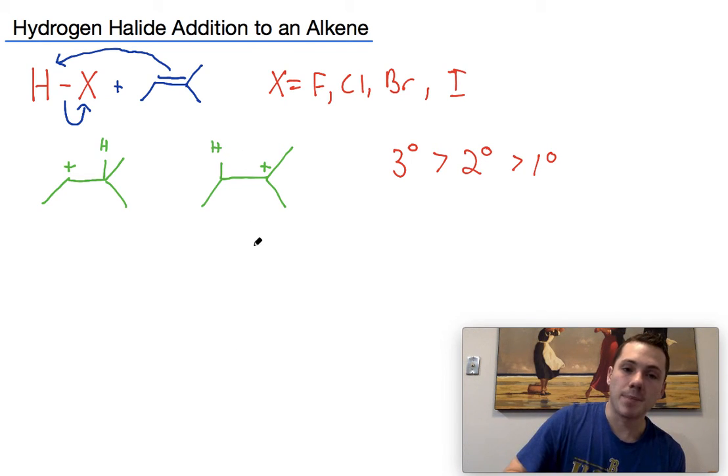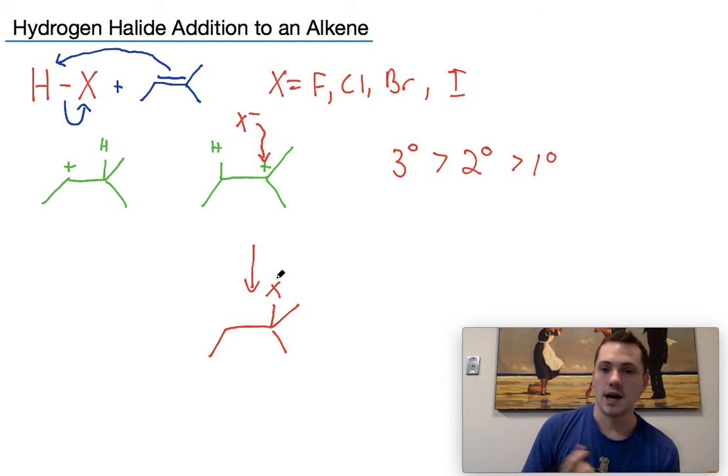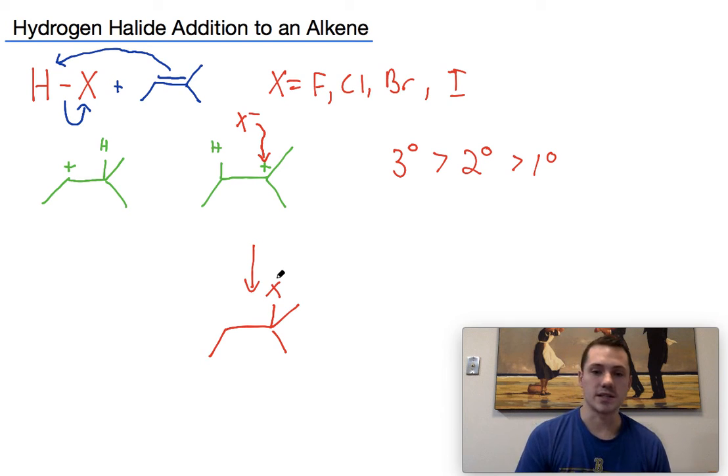So then what would happen next is our X minus compound, basically what was left from here, will come in and attack that, and we will end up with our final product of X in that position. So X again could be chlorine or bromine. And that's it. That's basically what happens.